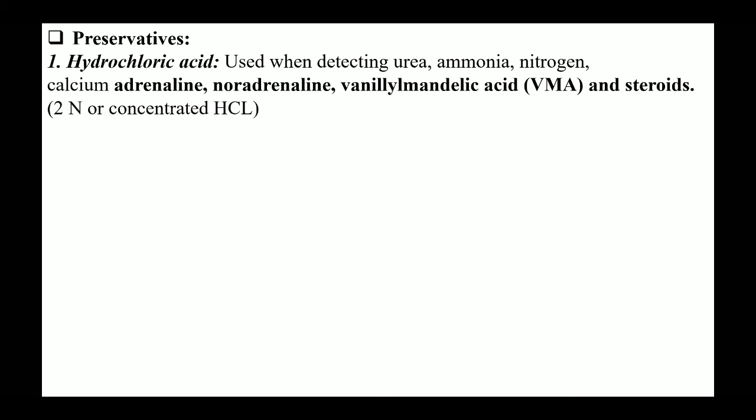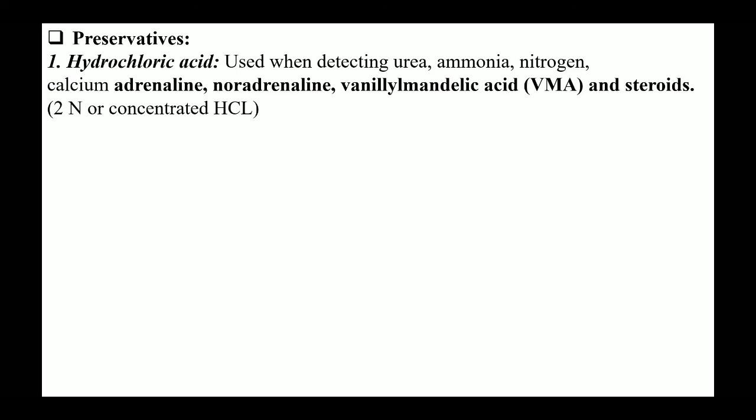So bacterial proliferation will not occur, and so what will happen? The ammonia containing parameters. So we can test the ammonia containing parameters, because bacteria produce urease, and ultimately the urea content, the ammonia content, and many other nitrogenous substance content will be altered. So HCl can be used for nitrogen containing parameters. They are urea, ammonia, nitrogen. For these types of parameter we can use HCl as a preservative.